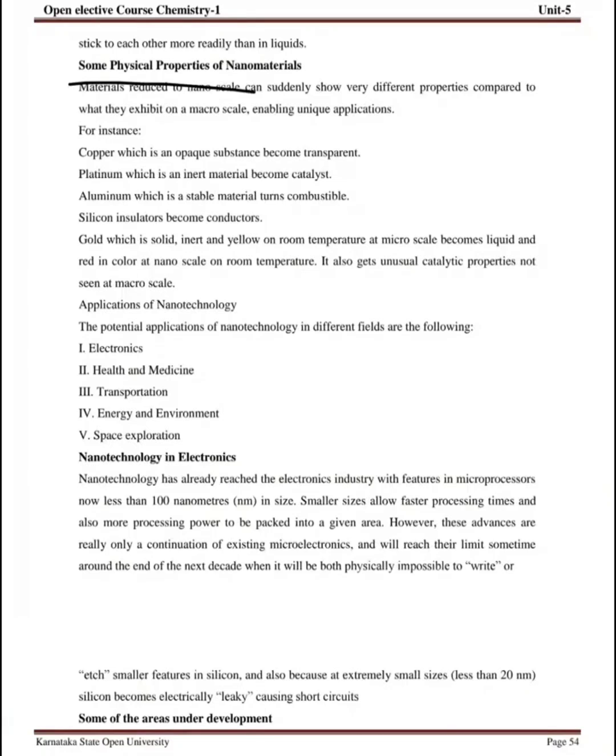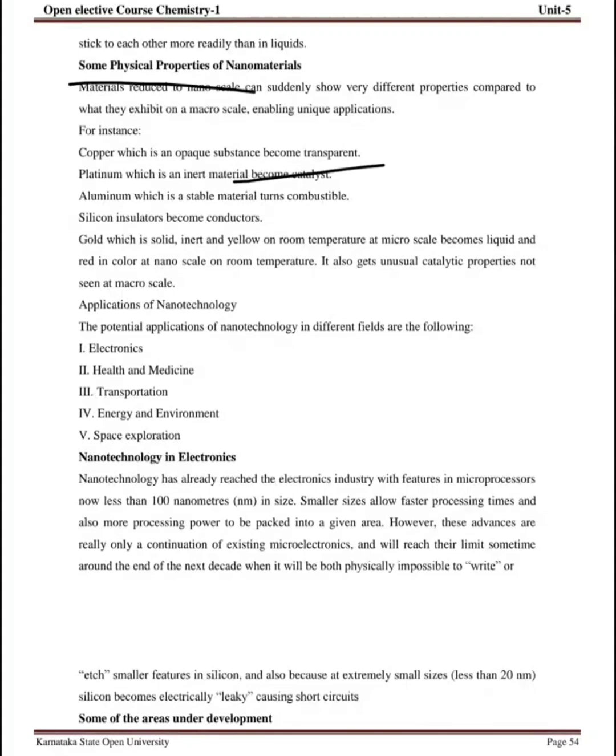the physical properties may vary suddenly, such as copper. For example, here they are given copper, which is an opaque substance, becomes transparent when it is converted to nano size. Copper is opaque in the macro size, but when it is converted into nano, it will be transparent. So the next example is platinum, which is an inert material.